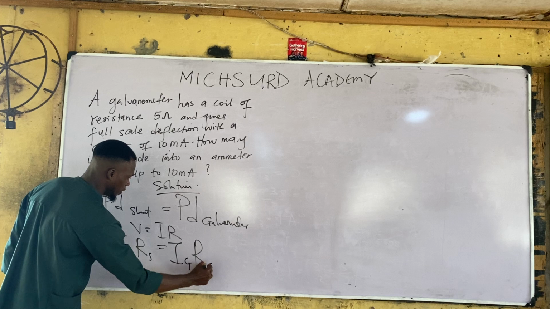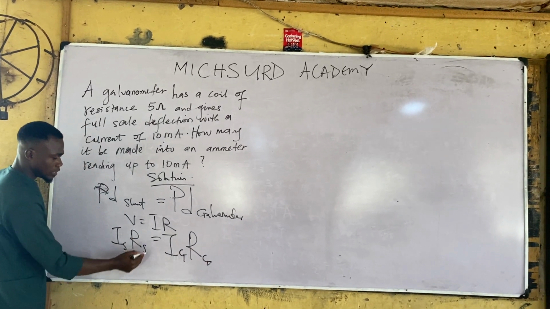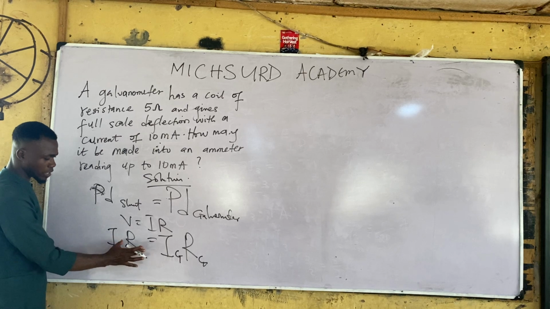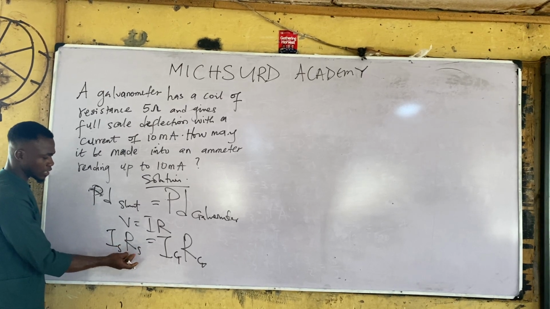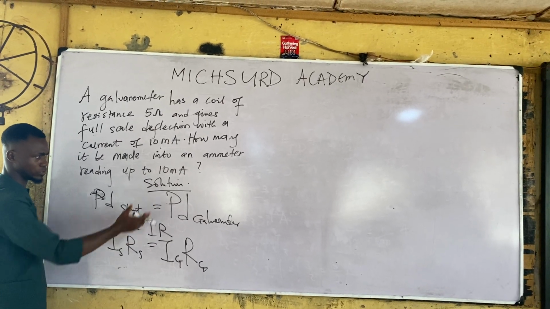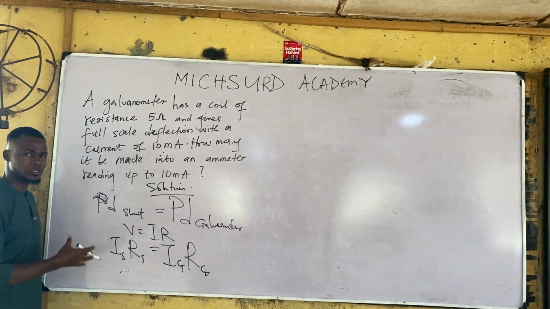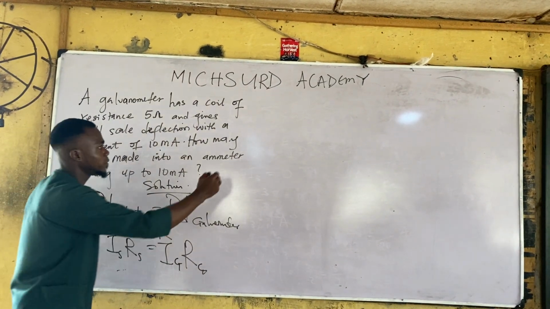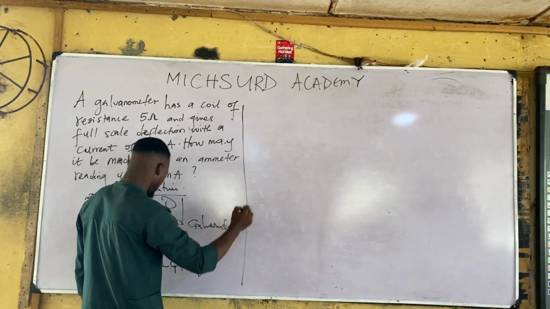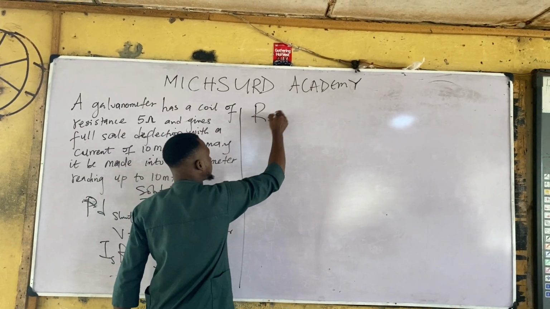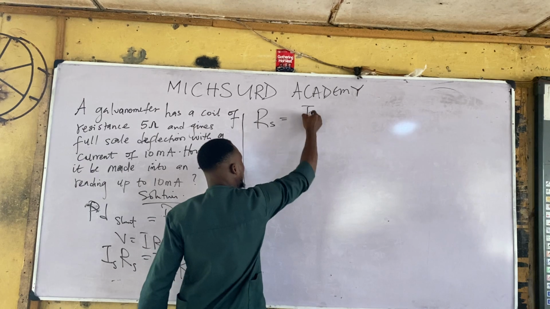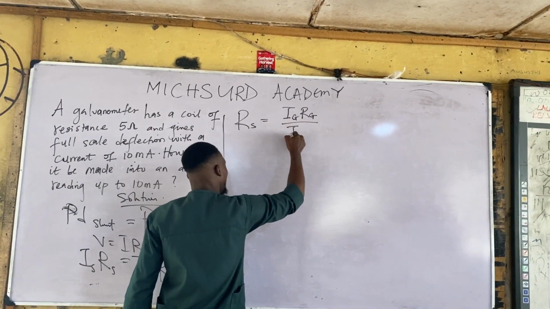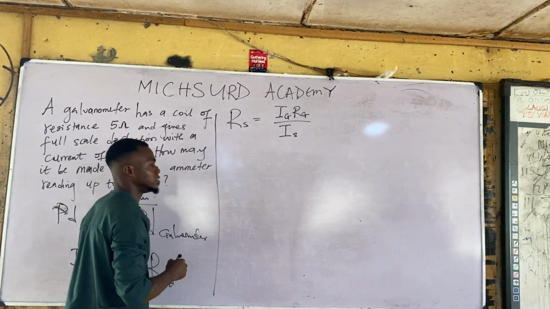Now what we are trying to get is the resistance of the shunt, because we need to know what value of shunt resistance will help us do that conversion to get that maximum current. So making Rs the subject of the formula, we have Rs equal to Ig Rg all over Is. So that is the value.